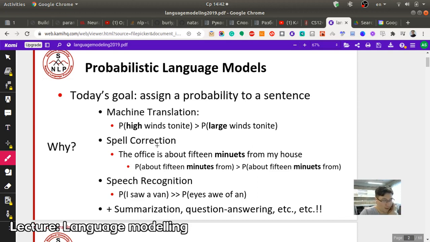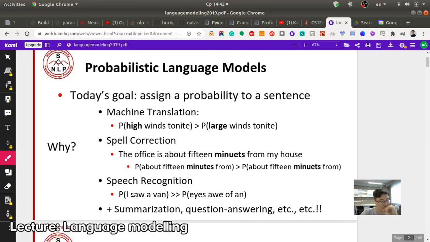Spell correction, again the same. The office is about 15 minutes from my house. We understand that "about 15 minutes" is more possible than "minuets". Minuets, I think, is from dancing. This word actually exists in the dictionary, but by using this logic, you can find the error.